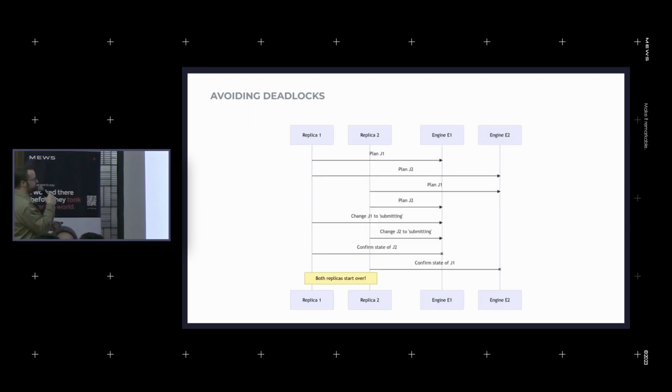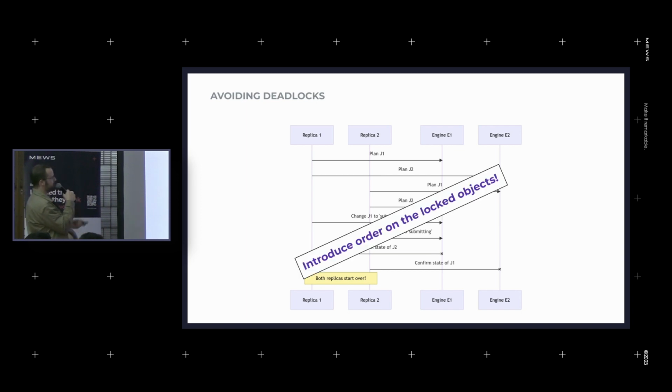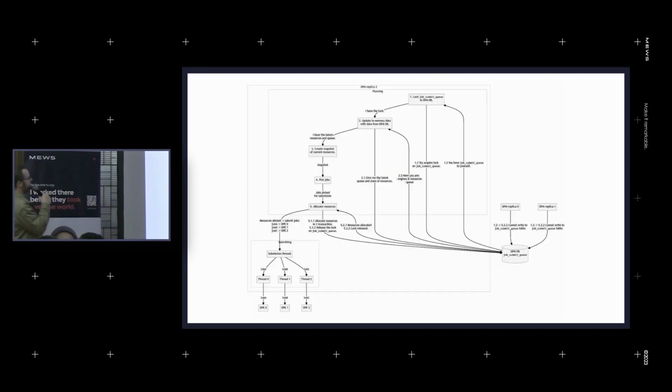Basically, deadlocks as you are used to from any concurrent computations. Again, easily solvable by the fact that we were able to establish order on the jobs, replicas, and the engines, and always lock them in the strict order, always in the same strict order as established. And this is the final solution.